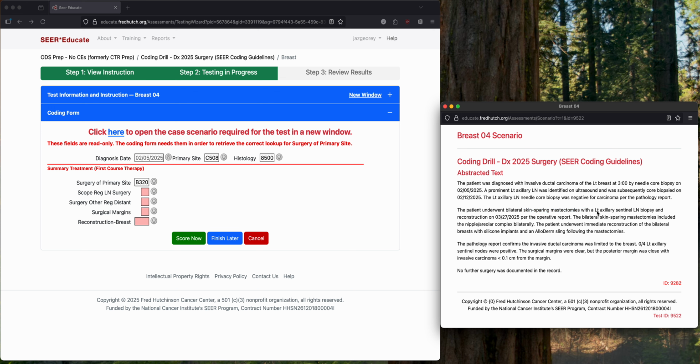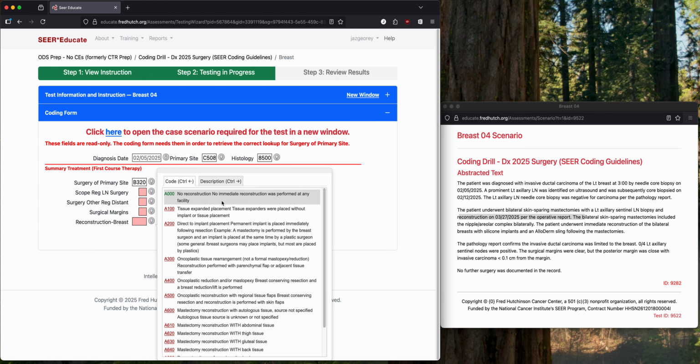Let's keep going. Lymph node biopsy and reconstruction on 3/27/25. So right here, there's a reconstruction breast. So we could take note that there was a reconstruction. What kind? Let's see. Underwent immediate reconstruction of bilateral breast with silicone implants and an alloderm sling. So silicone implants here.